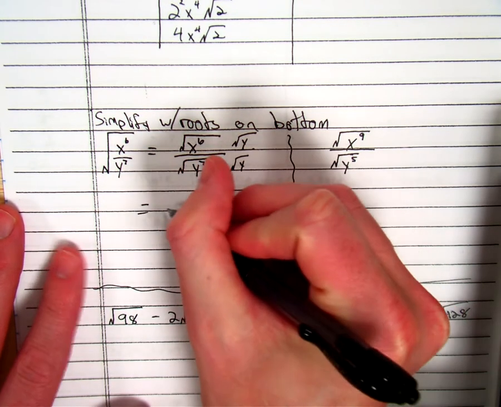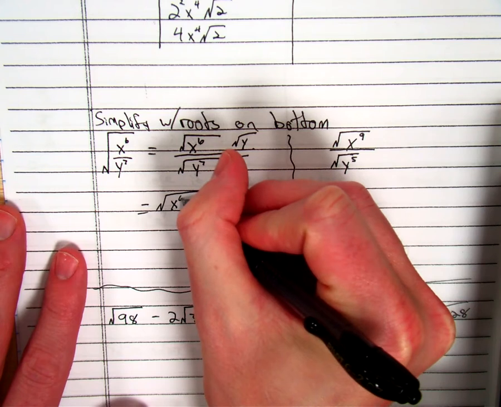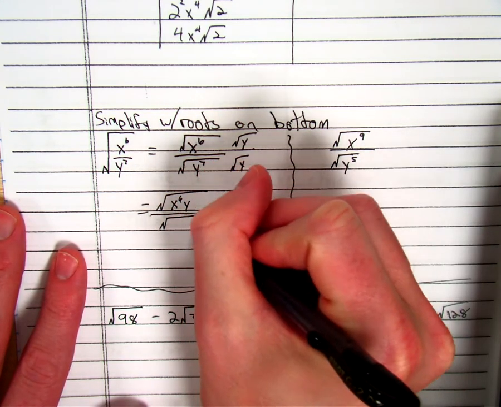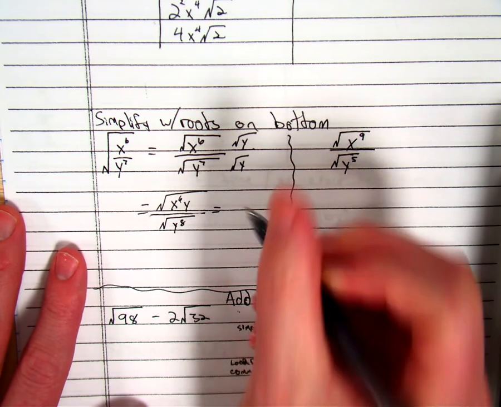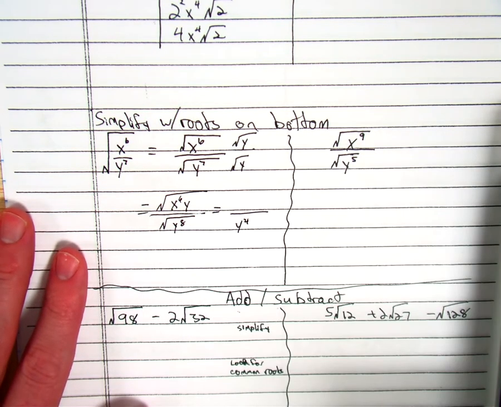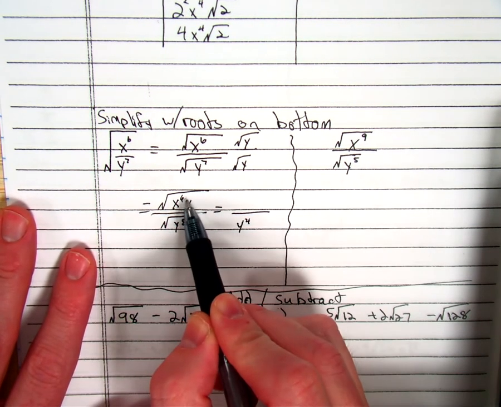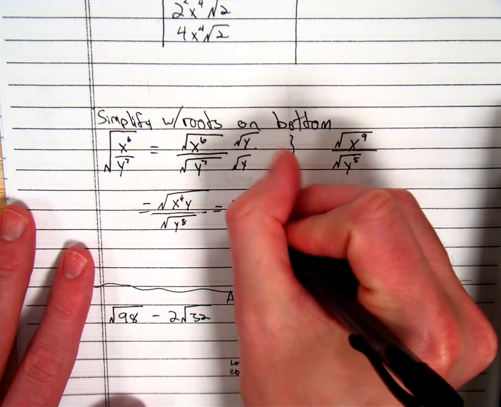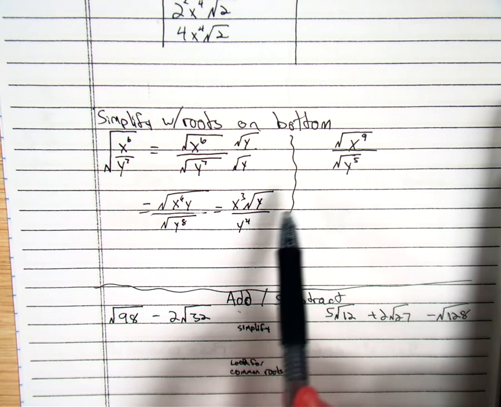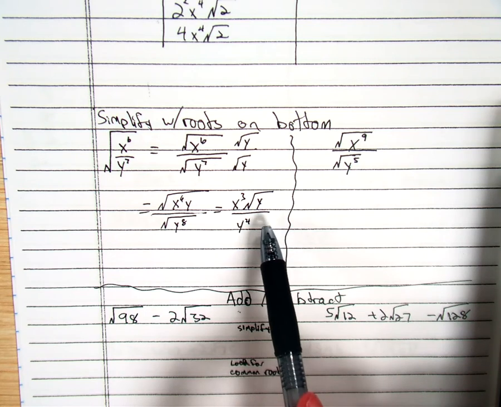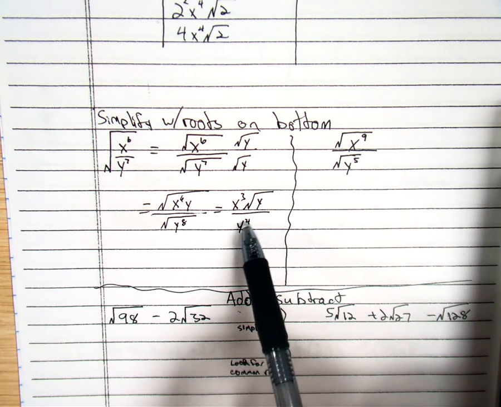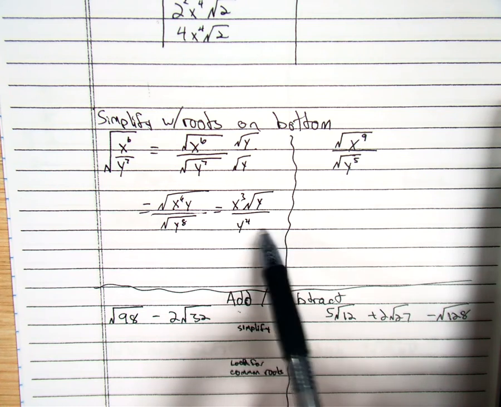So now we have the square root of x to the 6th, y to the 1st over the square root of y to the 8th. Now on the bottom I can do this. It's going to be y to the 4th. On the top, the square root of x to the 6th is going to be x cubed on the outside, and then I still have that square root of y on the inside. And that follows all of our rules. I know it doesn't look simpler, but this is how we would write it simplified.